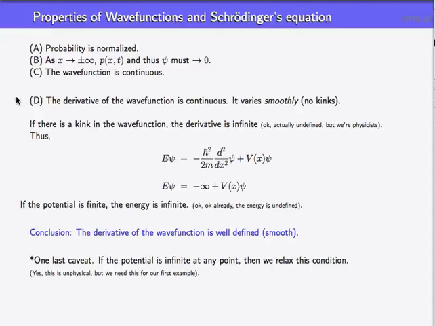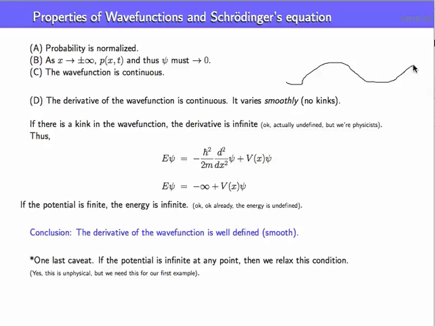Okay, the next, and I believe the last, is that the derivative of the wave function is continuous. It varies smoothly. There are no kinks in the waveform. So if I try to draw that, it kind of looks like this. It can't look like this. That would be a discontinuity in the derivative. And we think about that as the derivative being infinite when we have a kink like that at this location here. If you're a mathematician, you'd say it's undefined, but whichever way you want to say it, we're physicists, we're going to say it's infinite.